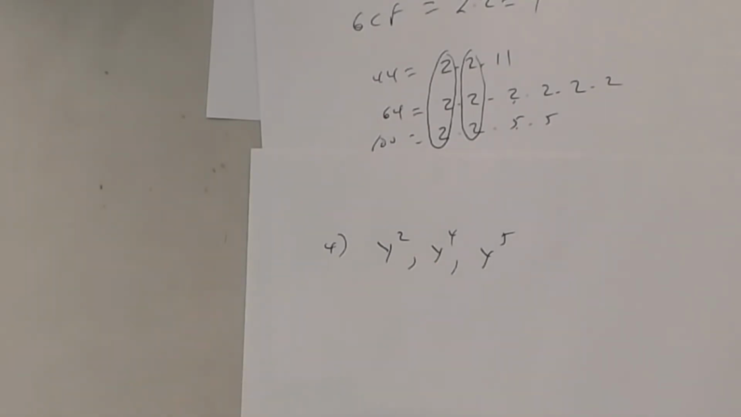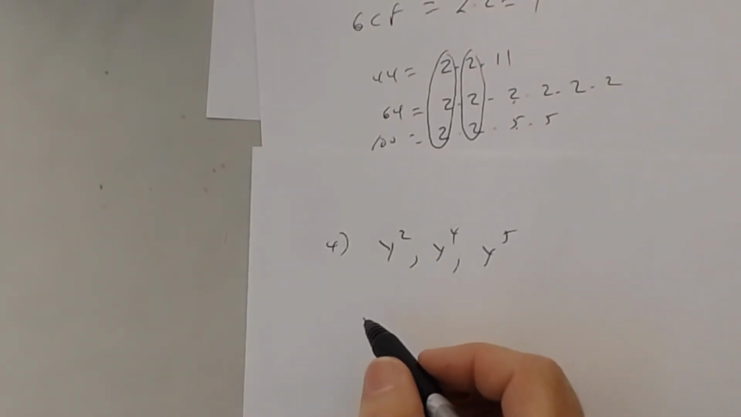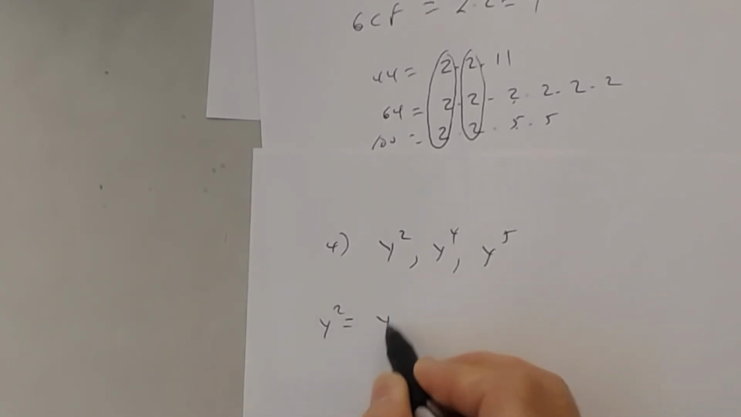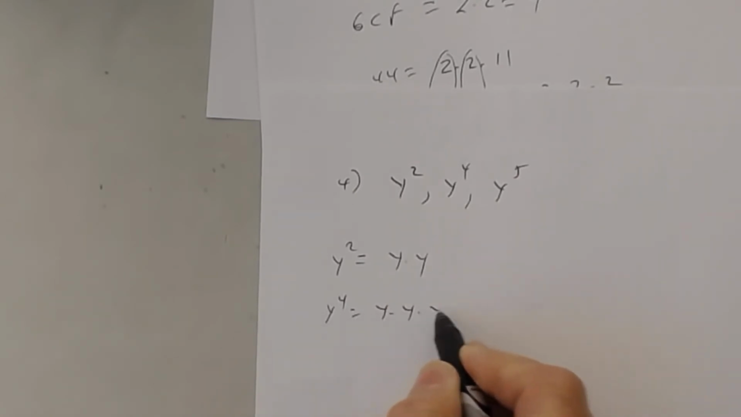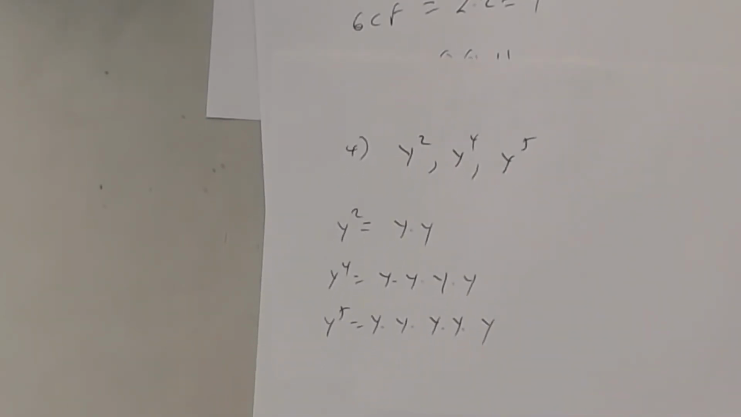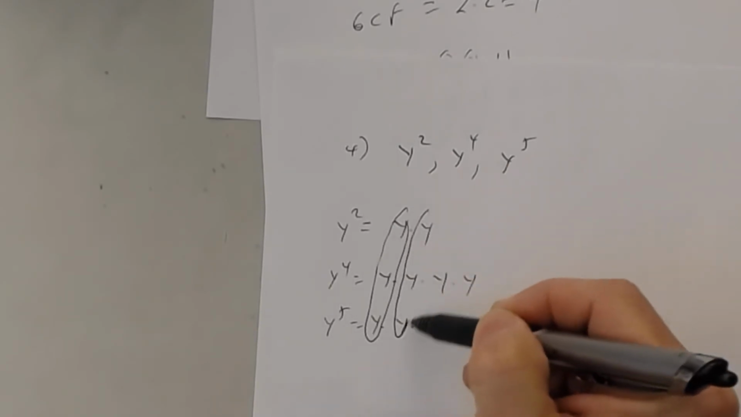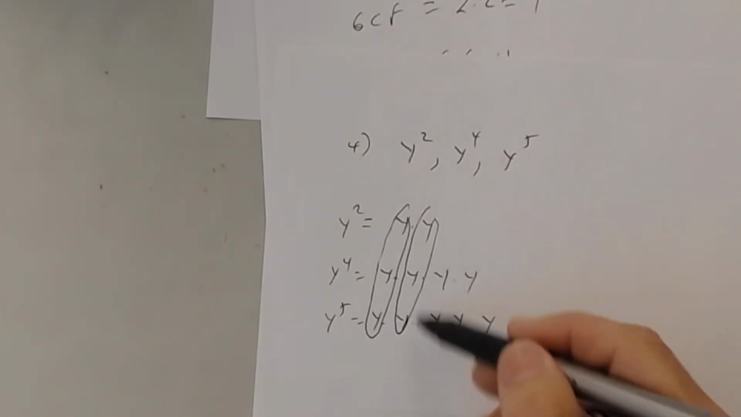The smallest. Kind of makes sense because if you really don't have time to do this, but if you look at this as y times y, and then y to the 4th as y times y times y times y, and y to the fifth as y times y times y times y times y, I can circle these. I can circle these. I can't do anything else.